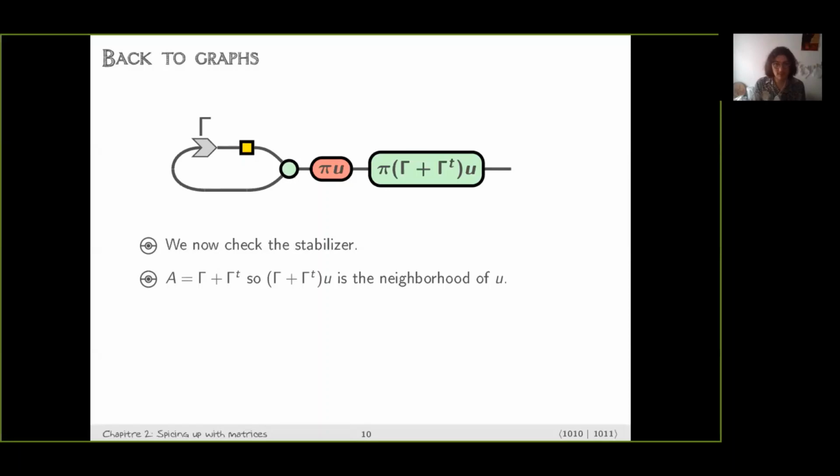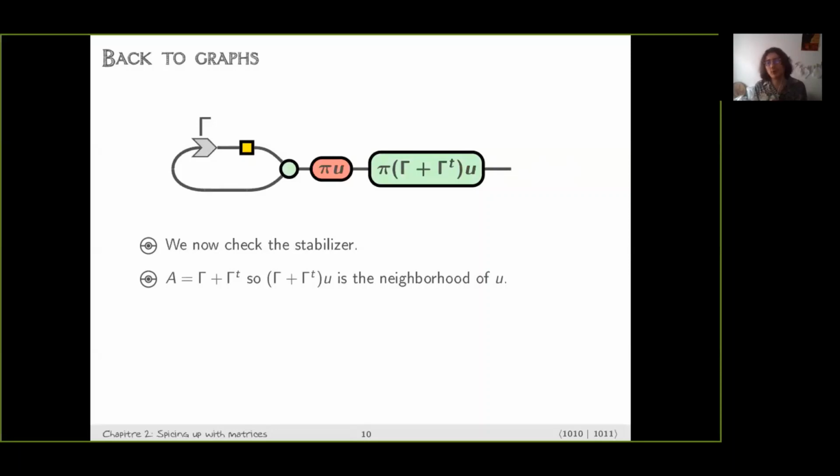It's a symmetric matrix. So the neighborhood of U is exactly gamma plus gamma transposed applied to U. So this generalized green phase here is exactly sending green pi gates to all the neighbors of U. Okay, so now let's compute and see if it is invariant.